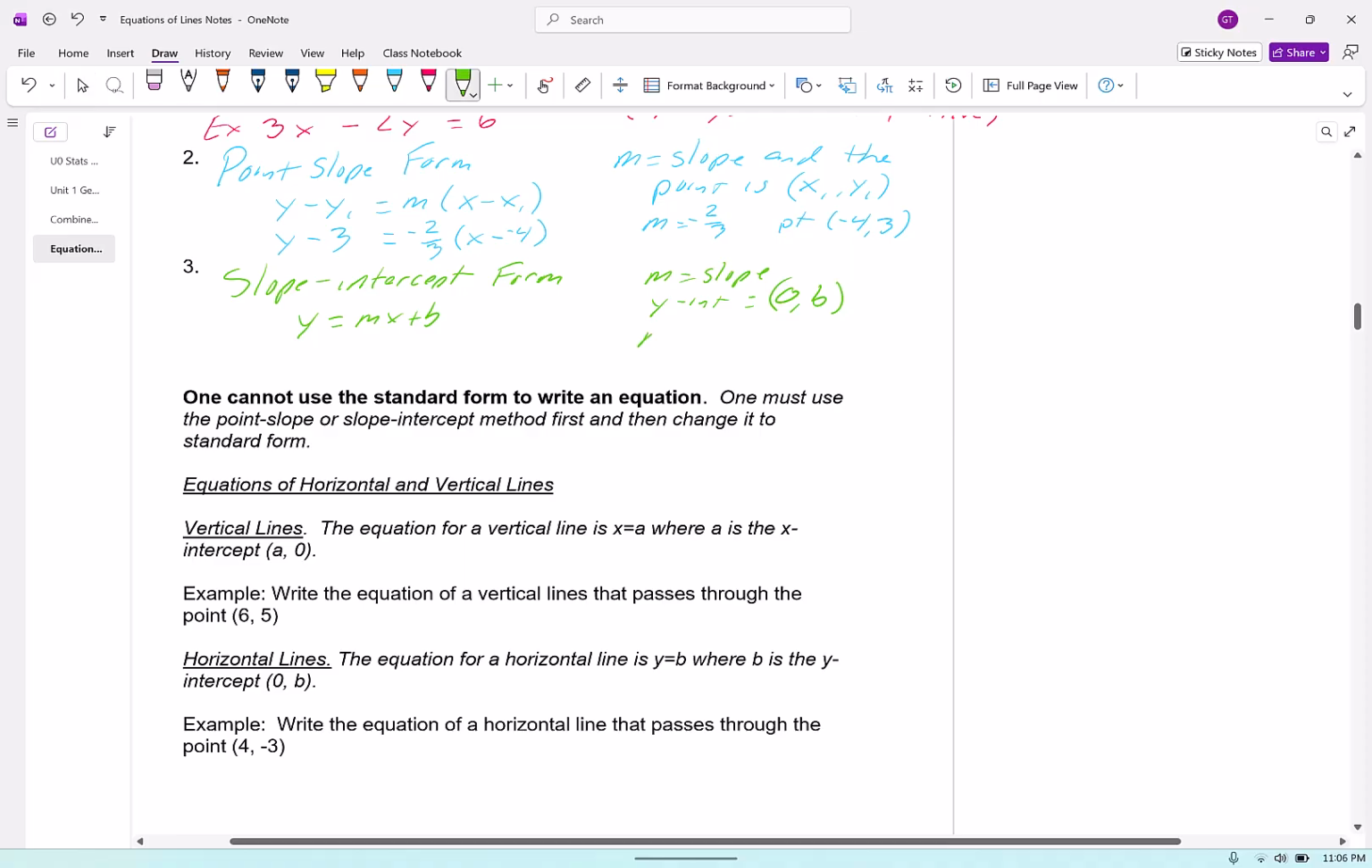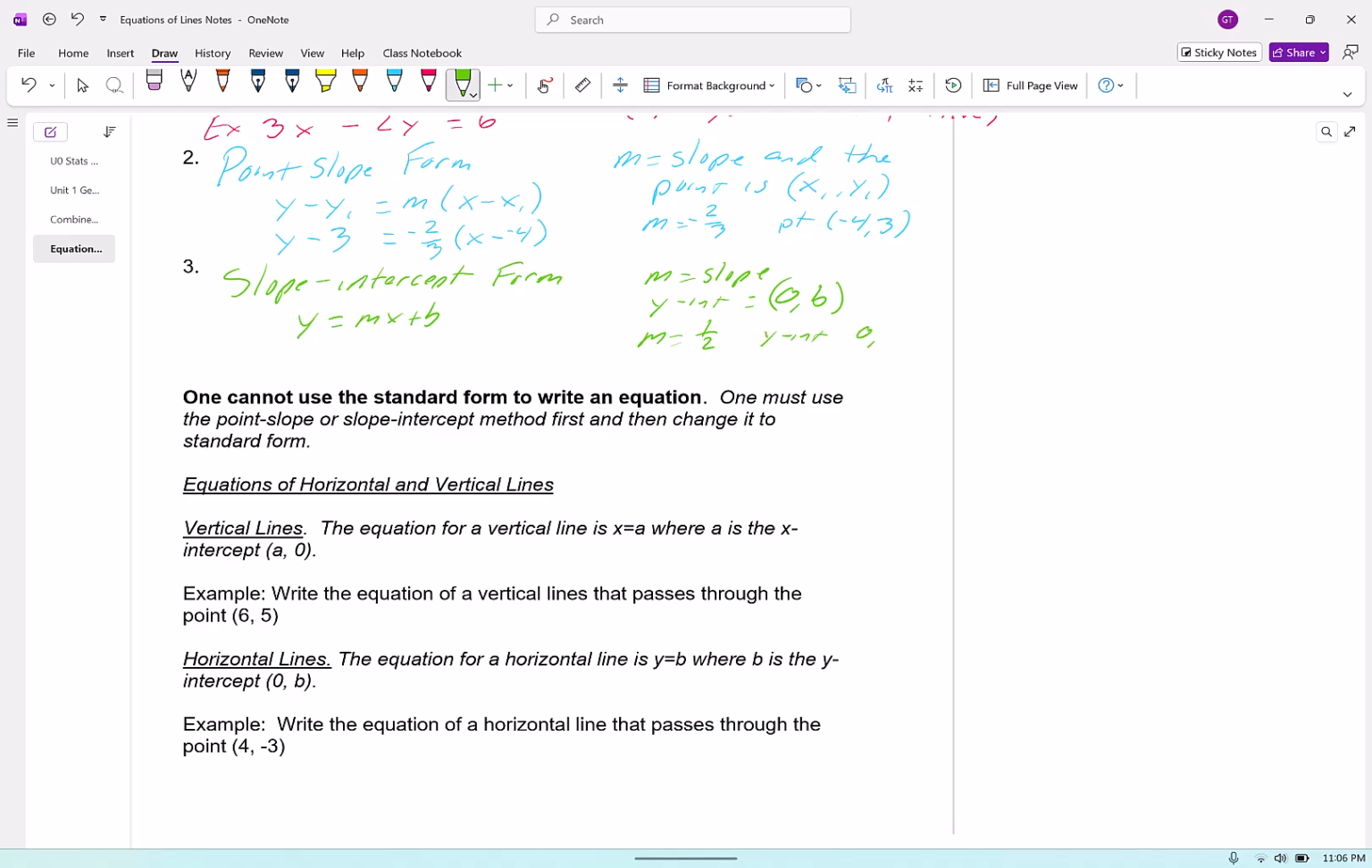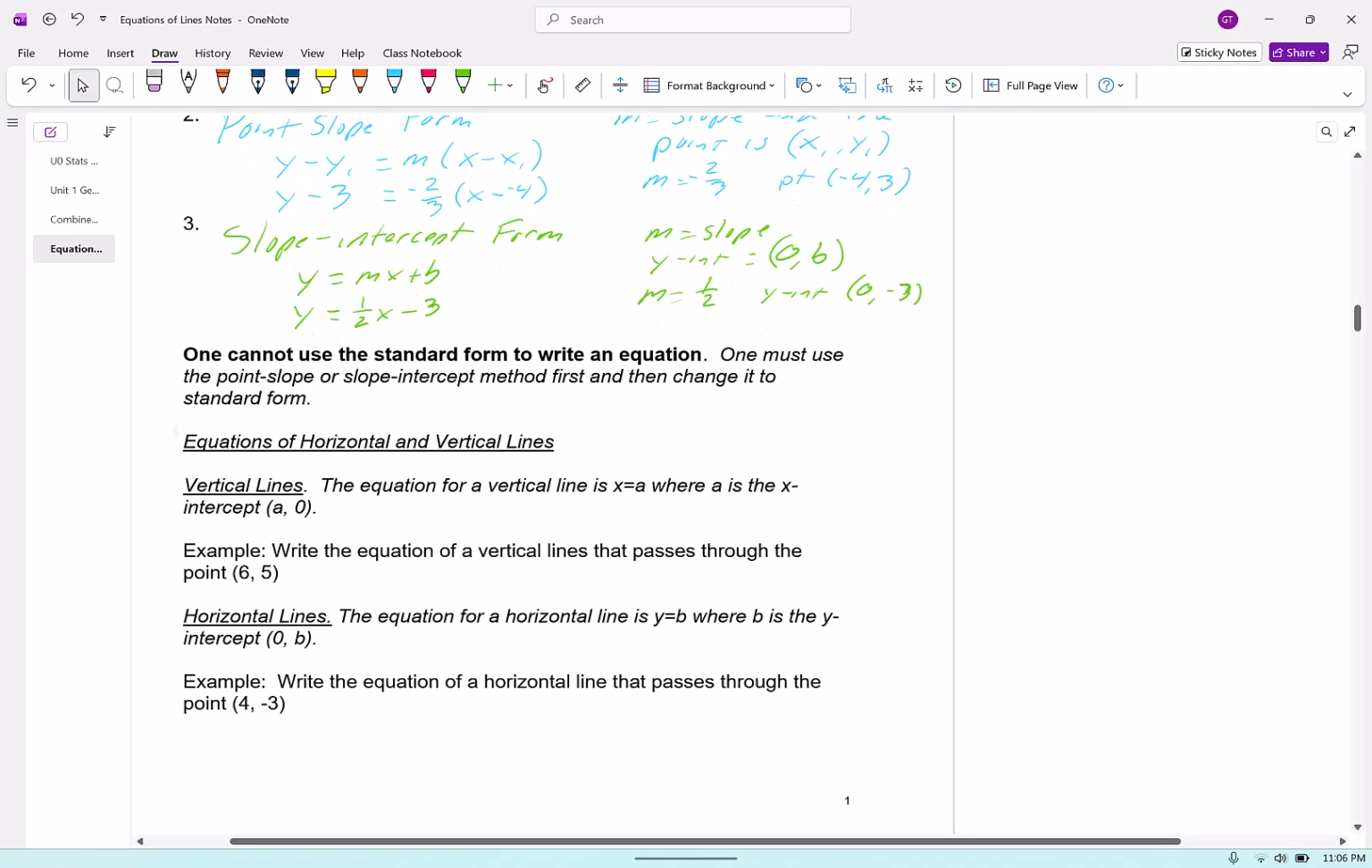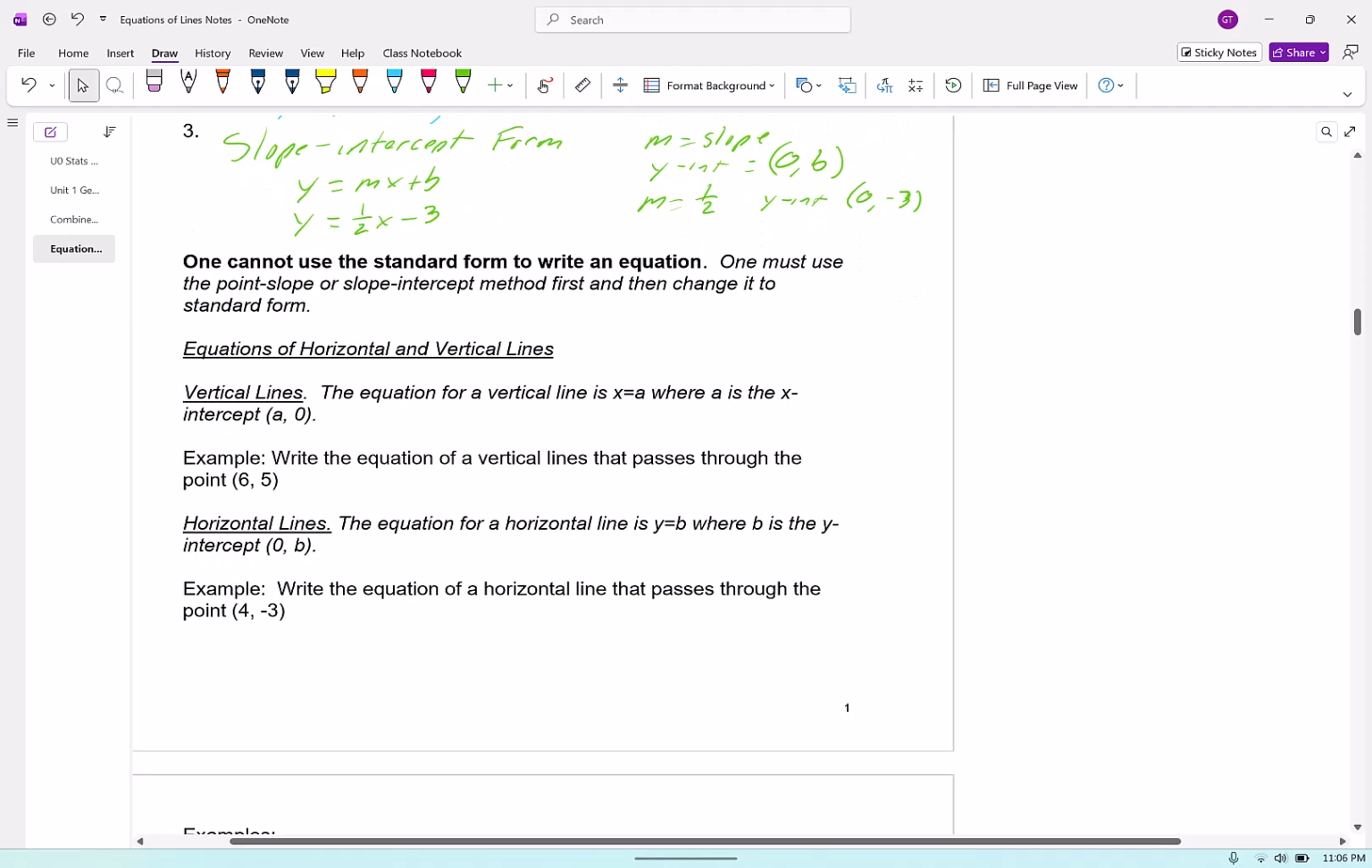Okay, so if I had a slope that was equal to 1/2, okay, and a y-intercept that is (0, -3). Okay, now plug this in. y equals 1/2 x minus 3. Okay, so that would be my slope-intercept form with the slope and the y-intercept. Okay. So those are the three types we're going to be applying here in just a couple of minutes.